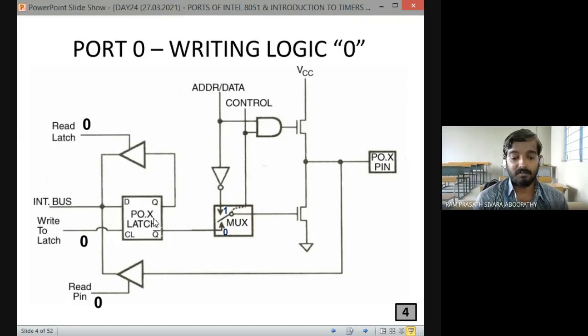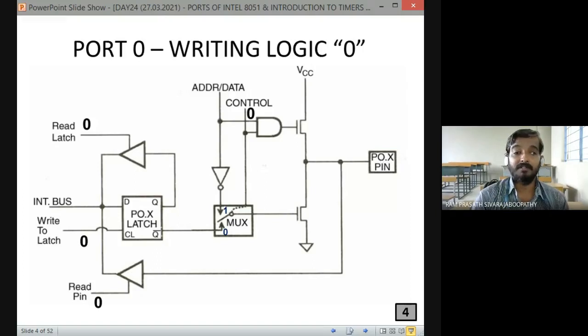When we write the instruction CLR P0.0, automatically through the internal bus, this particular latch is written with 0, correct? So on the internal bus we have 0 here. Before that, we have to know one thing. We have a control line. If the control line is 0, then only the input-output operation can happen. Otherwise, it is going to function as what?